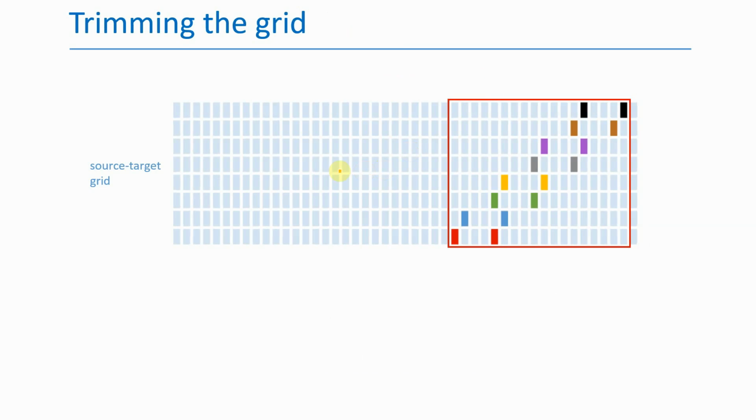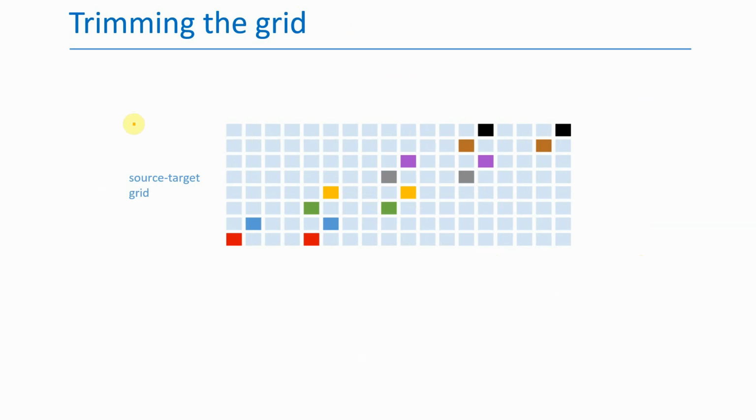This is because most of the source target grid is usually just filled with zeros representing dark space. We often aren't really interested in those regions, so we trim the grid to the limits of the bright patches, which is this red border. This makes it a much more manageable size, especially when the amount of dark space is large.